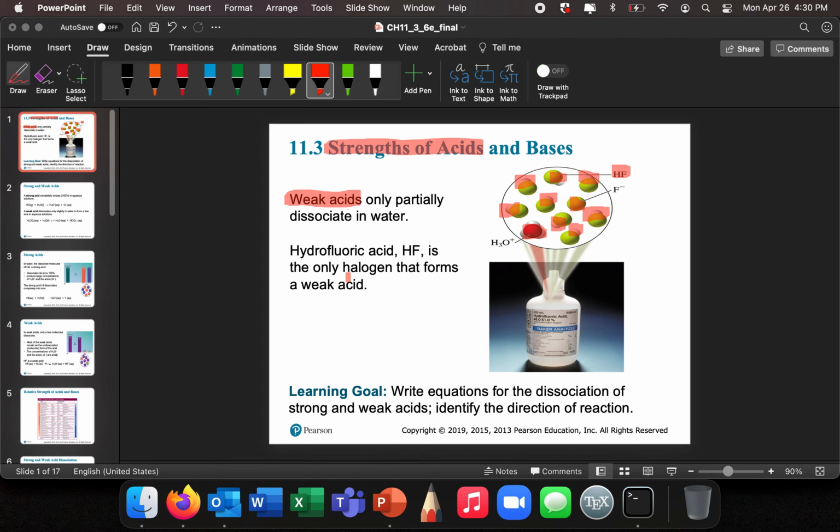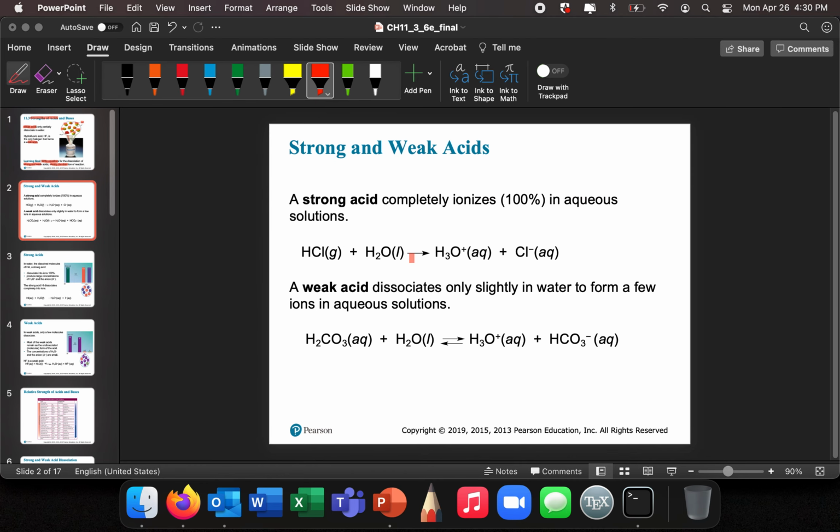So hydrofluoric acid is the only halogen acid that is weak. We're going to memorize the other ones in a little bit. Our learning goal for this section is to write equations for the dissociation of strong and weak acids and identify the direction of the reaction. So a strong acid ionizes completely. That is, if you put HCl in water, it goes 100%, and that's why we use a single directional arrow right there. That means all of the HCl dissociates into chloride ions, and it donates the proton over to the water molecule, making it hydronium.